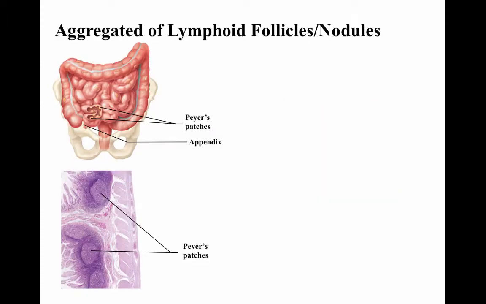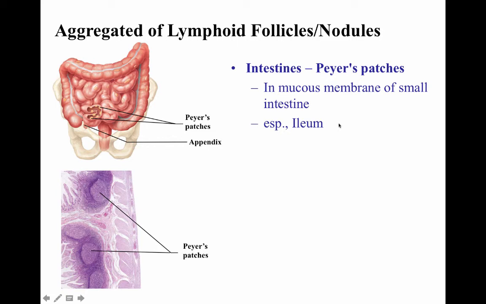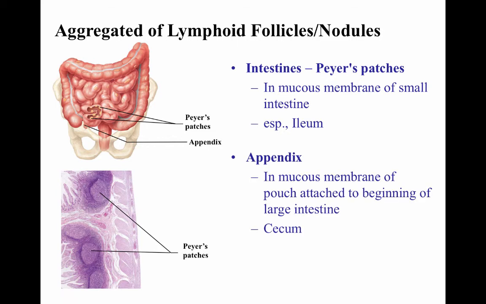Finally, we get into aggregations of lymphoid follicles or nodules, especially within the small intestine, and Peyer's patches, these patches or clusters of lymphoid tissue that exist within the small intestine. These exist in the mucous membrane of the small intestine, especially within the ileum, and the appendix in the mucous membrane of the pouch attached to the beginning of the large intestine. So as we transition from the small intestine to the large intestine, this is where we'll see the vermiform appendix. And in this region, it's also referred to as the cecum. So as we go from the ileum to the cecum, we have the ileocecal valve. And the cecum then effectively begins our ascending colon to continue on to the transverse colon and then the descending colon.